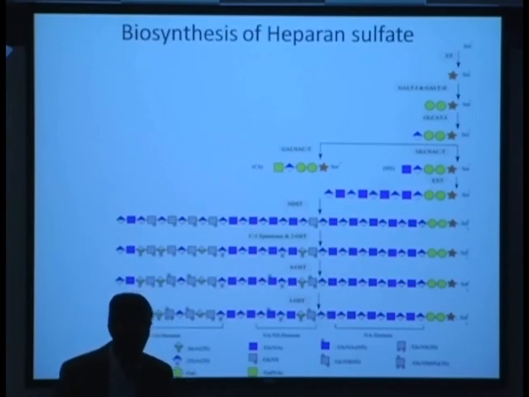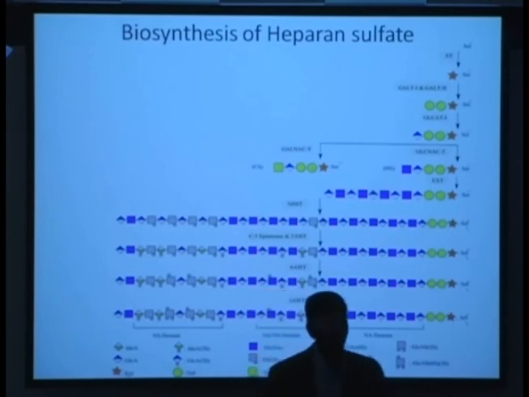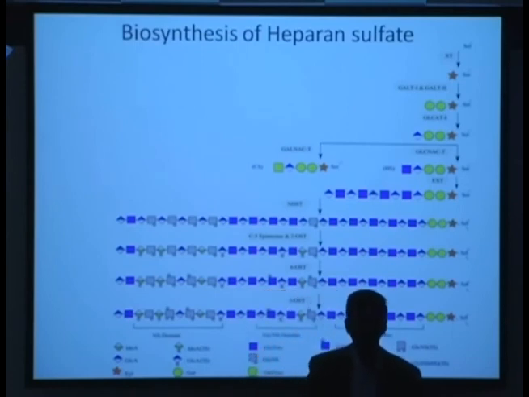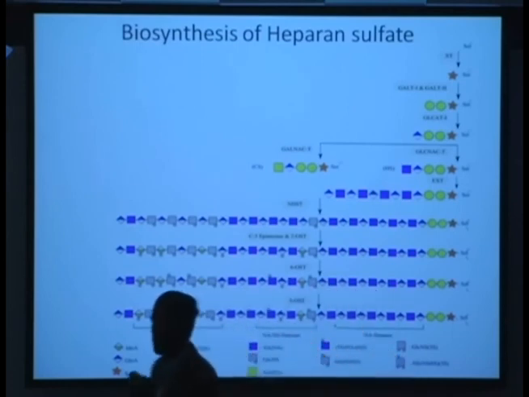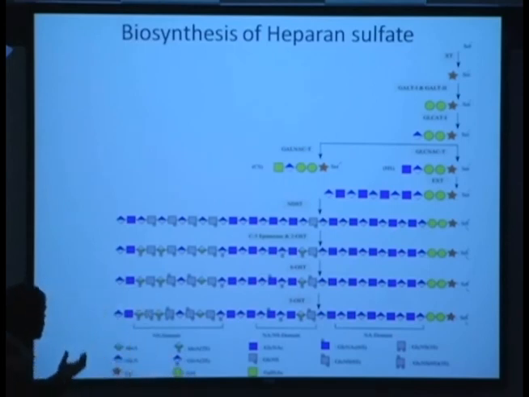I shouldn't say single most important step; it is the very first step and the rate limiting step, and that commits the core protein to being converted into a proteoglycan. If you don't have xylosylation, you don't have proteoglycan production. So xylosyltransferase, which facilitates transfer of xylose from UDP-xylose into the core protein, is the first step committing it to make the proteoglycan. And then you add the galactose. Galactose is a galactose beta 1,3.